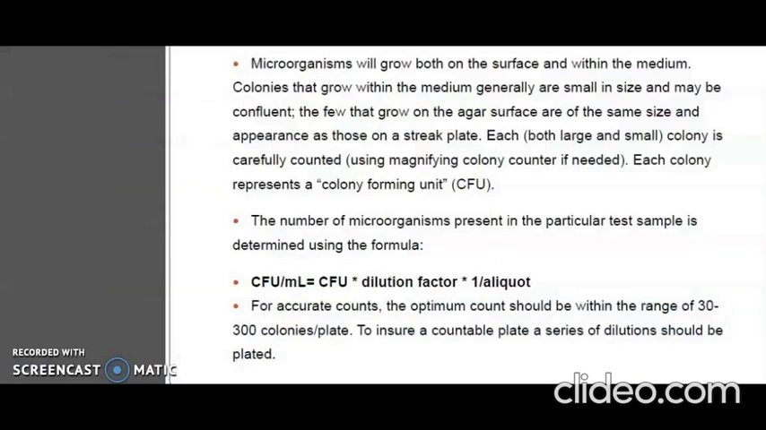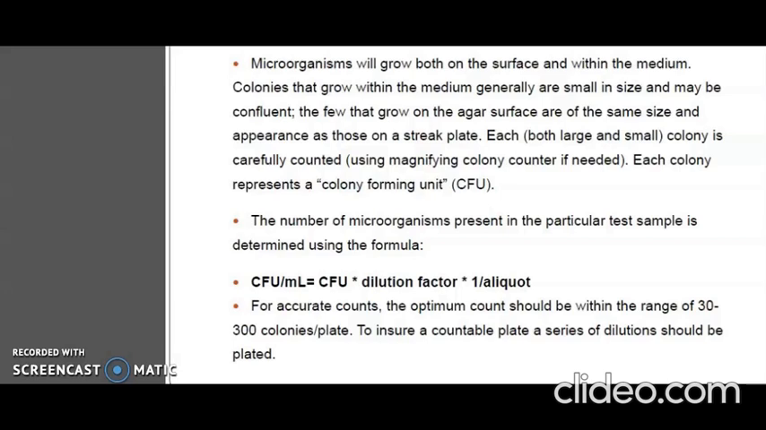Microorganisms will grow both on the surface and within the medium. Colonies that grow within the medium generally are small in size and may be confluent. The few that grow on the agar surface are the same size and appearance as those on a streak plate. Each colony is carefully counted and each colony represents a colony forming unit or CFU.